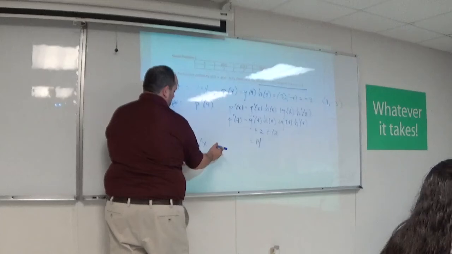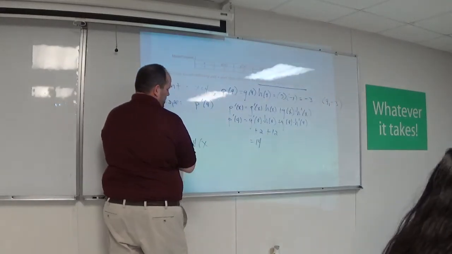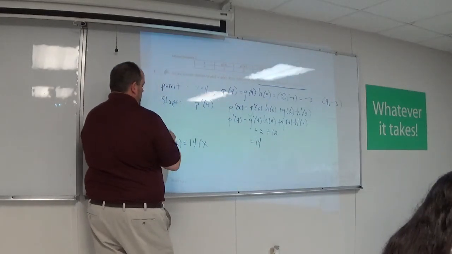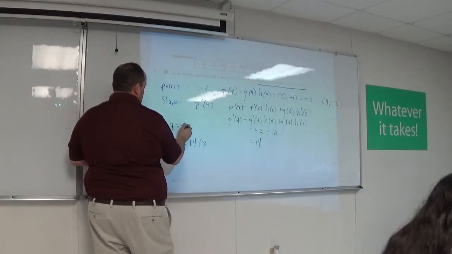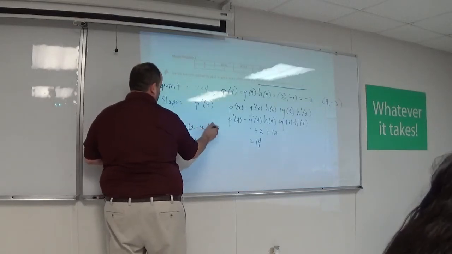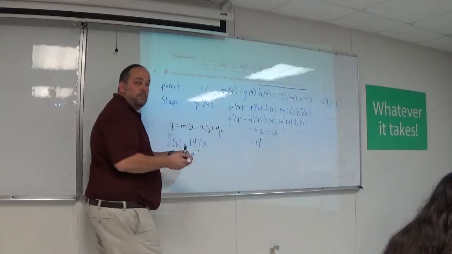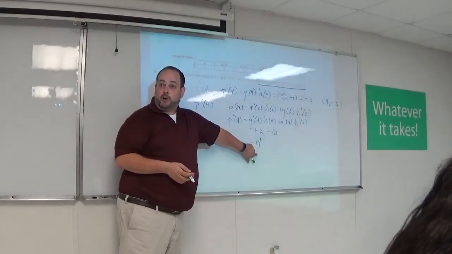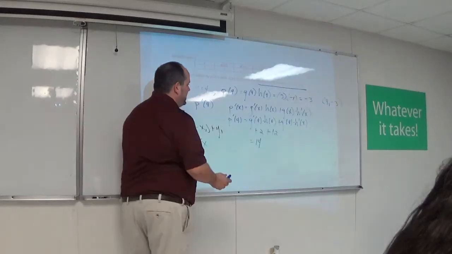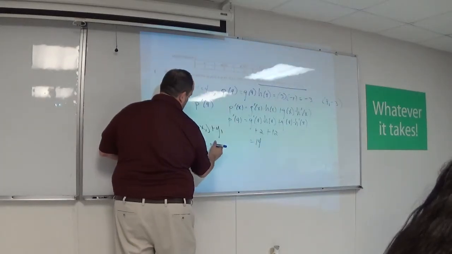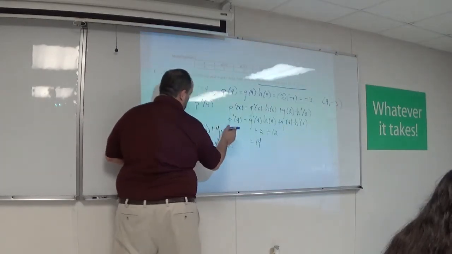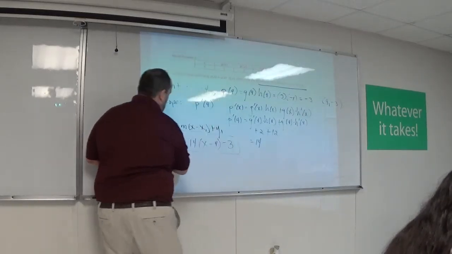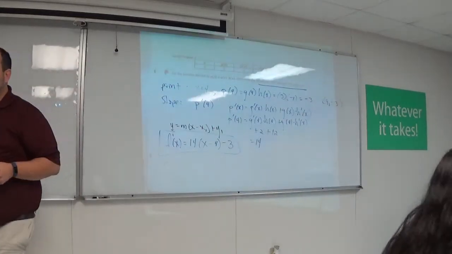14 times x minus 4. Okay, hold on. You want to write it in point slope form. Y equals m times x minus x1 plus y1. We worked really hard to get the slope. The slope was the hard part. The point is 4, -3, so this should be x minus 4, minus 3. That's the equation of the tangent line.